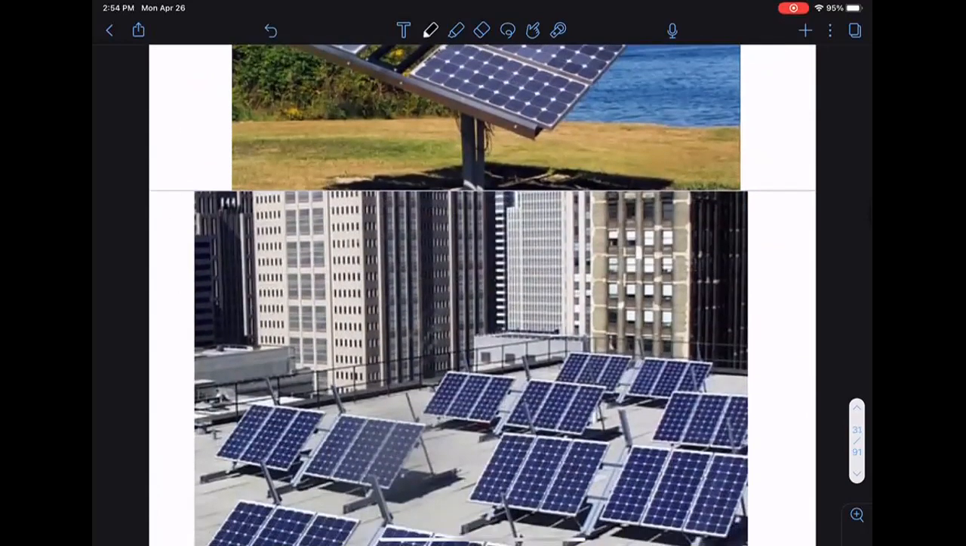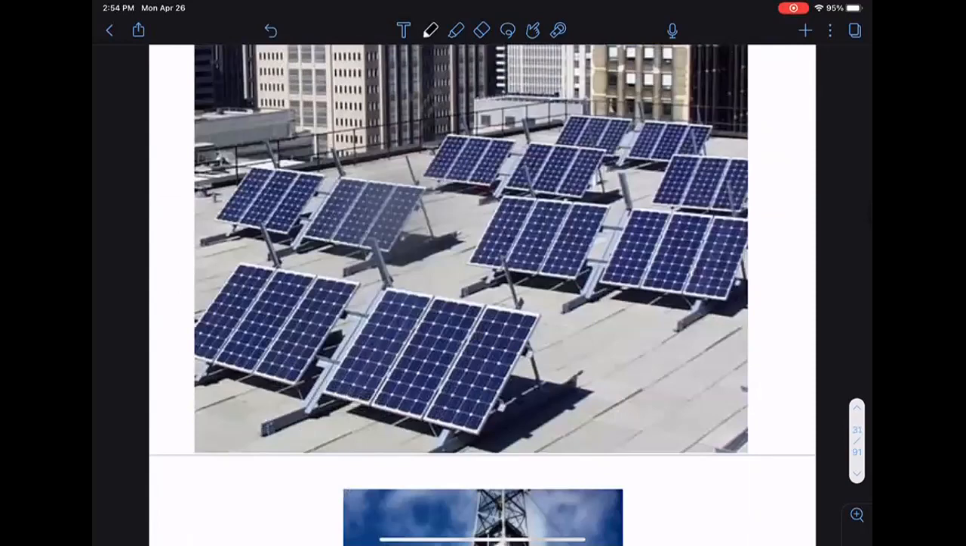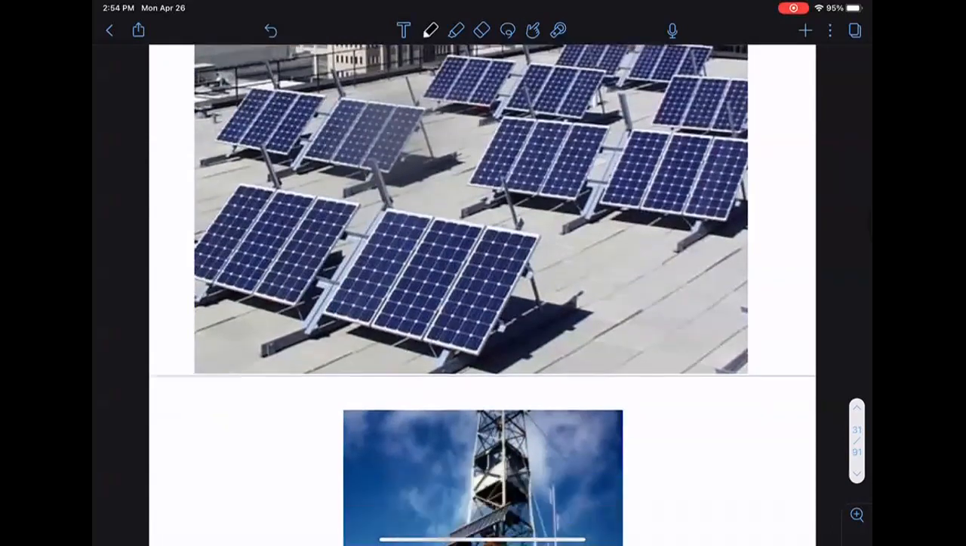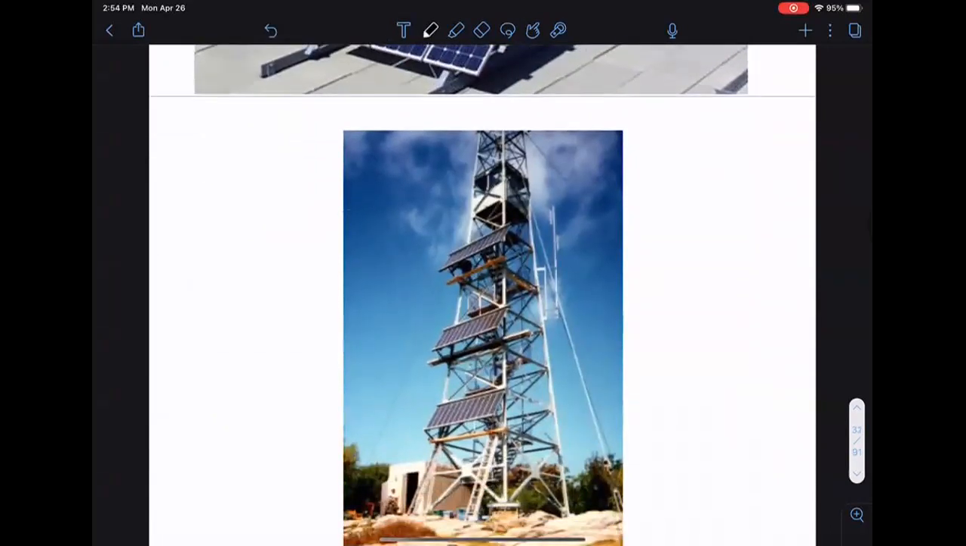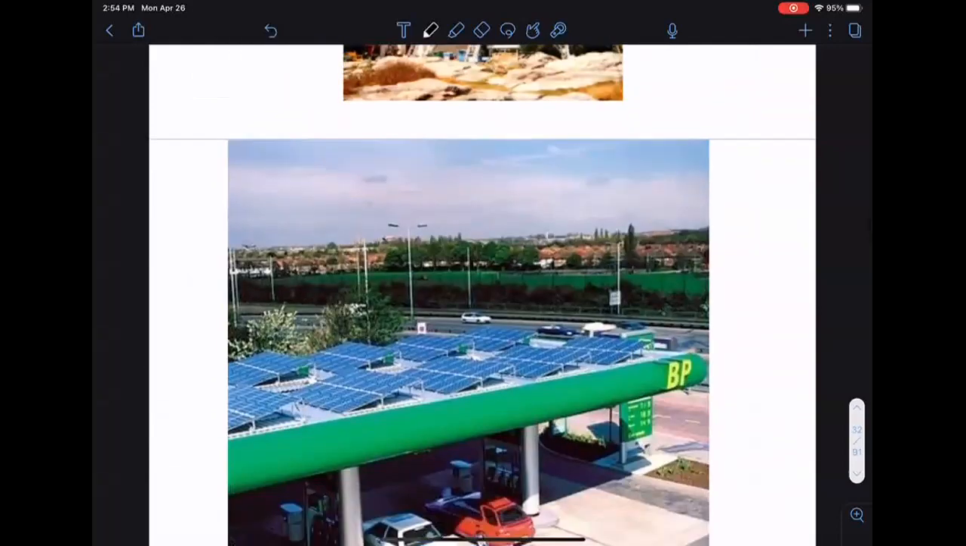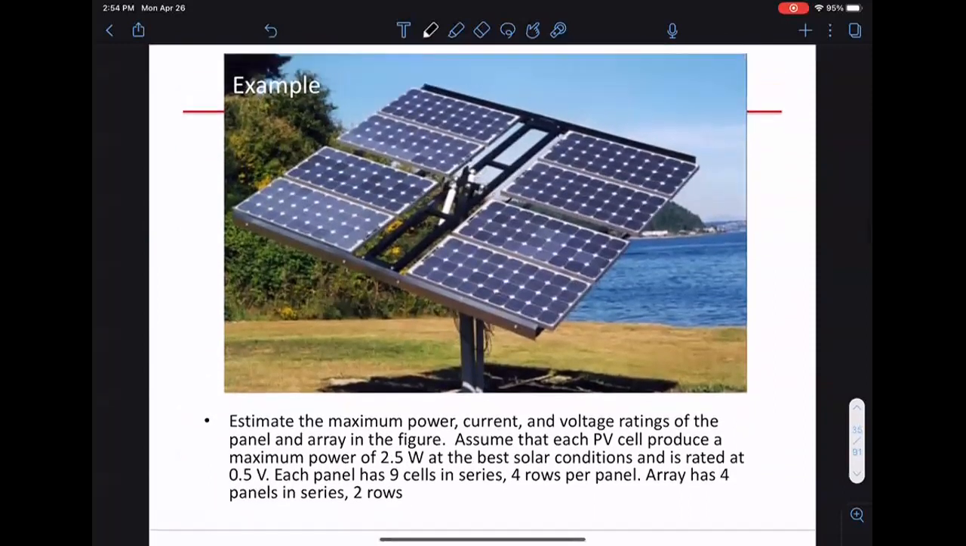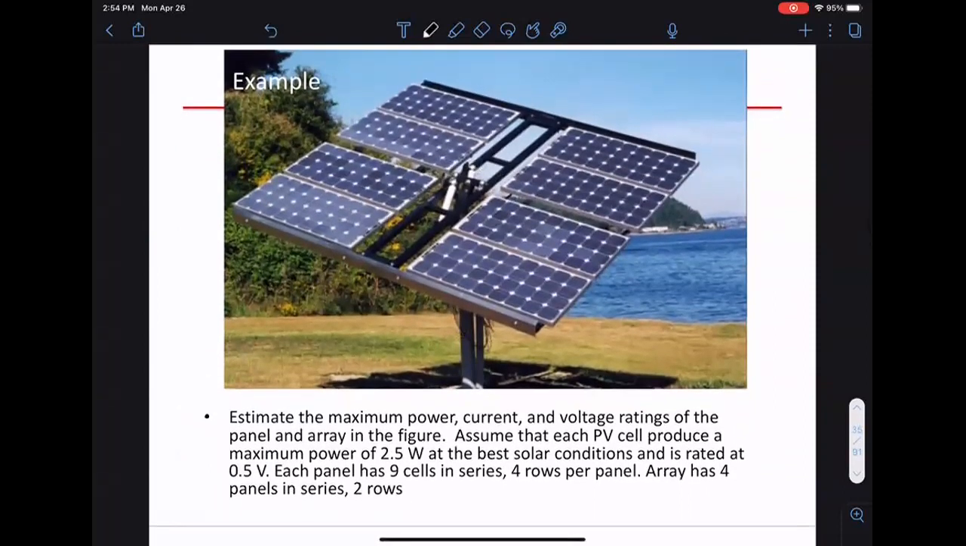So you see this all over the place. Most of the time you'll see arrays stacked together on rooftops of buildings, or here as a backup communication infrastructure for a cell tower, on top of parking lots, houses and all that. There are quite a lot of them. Let's do an example to compute, depending on how you stack, what kind of voltage and current you get.